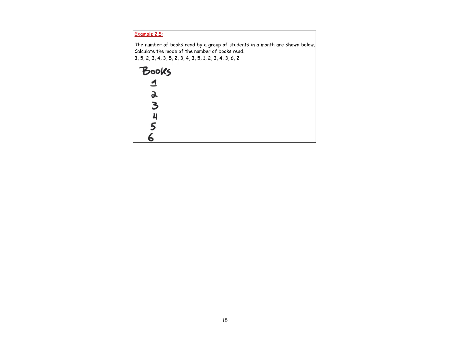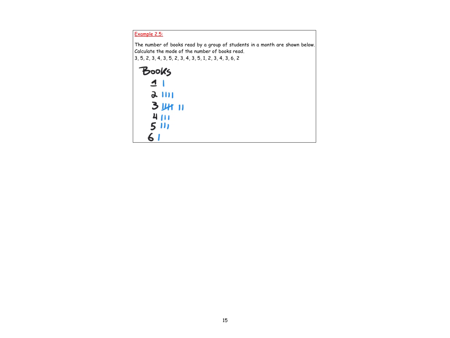Now, first of all, we have one person for 3 books, one person for 5, one person for 2, one person for 3, one person for 4, one person for 3, one person for 5, one person for 2, one person for 3, one person for 4, one person for 3, one person for 5, one person for 1, one person for 2, one person for 3, one person for 4, another person for 3, one person for 6, and one person for 2.